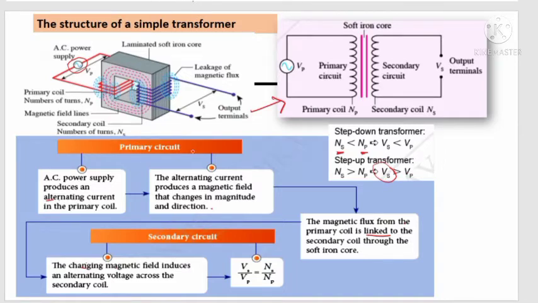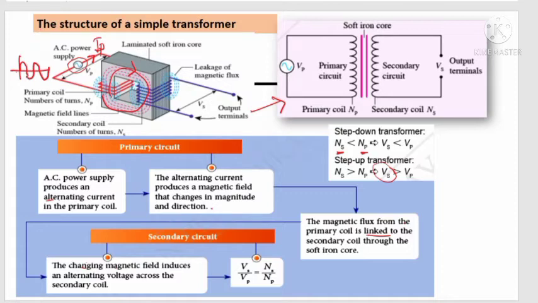Okay, let's look at how induced EMF is produced in the secondary coil. First of all, let's look at the primary circuit. For the primary circuit, there is an alternating current power supply. So what happened? Let's say for the first cycle current flows, this is the AC power supply. We can see the direction of current keeps changing every half cycle. So let's say the primary current flows in this direction. It will cause the soft iron core to be magnetized in one direction.